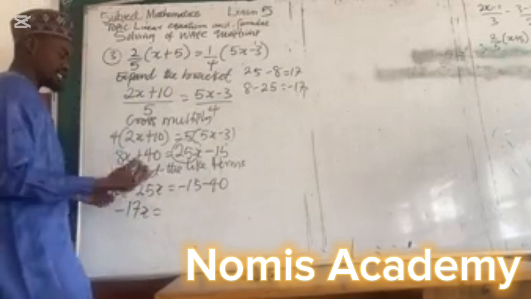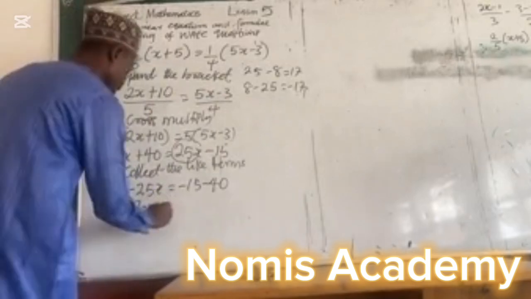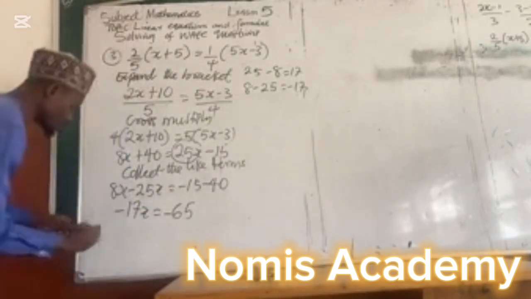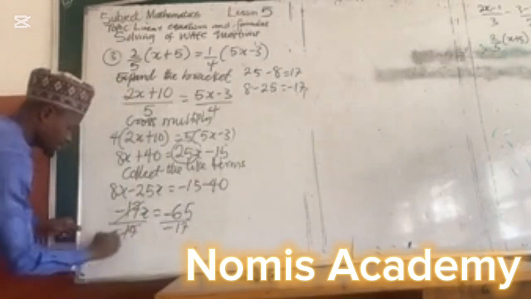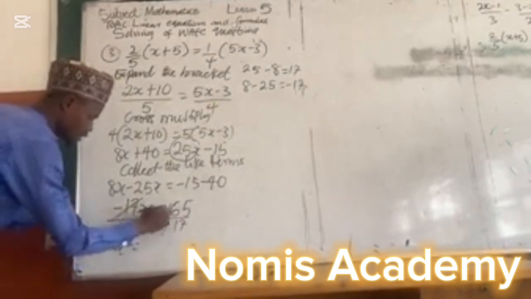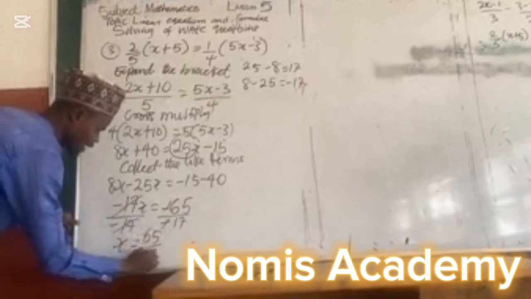Simply you add 15 there, and now you also add 40. Then it's minus 55. Let me divide by minus 17, minus 17. This cancels this. x equals to minus cancels minus, we have 55 all over 17.